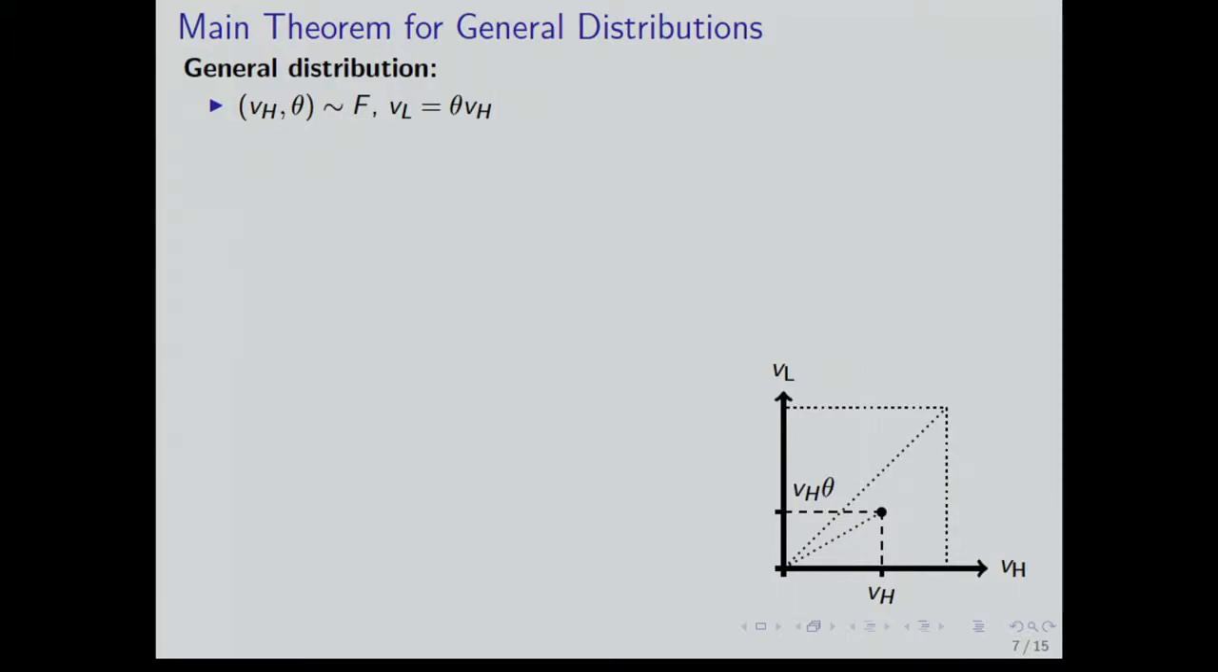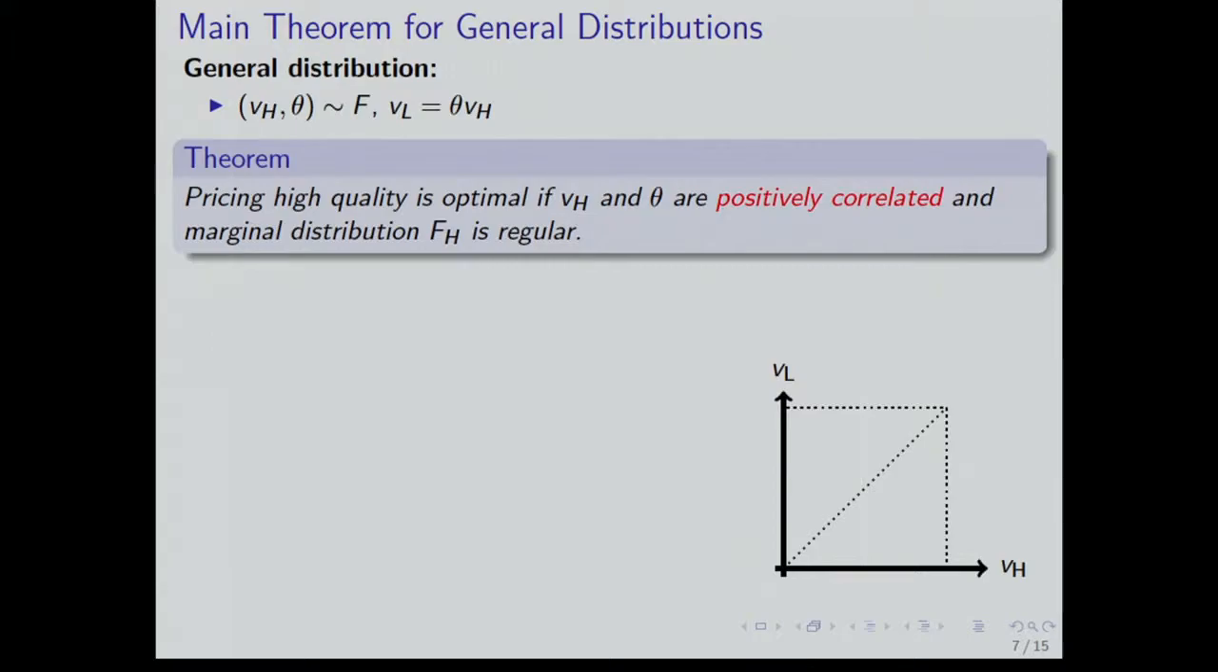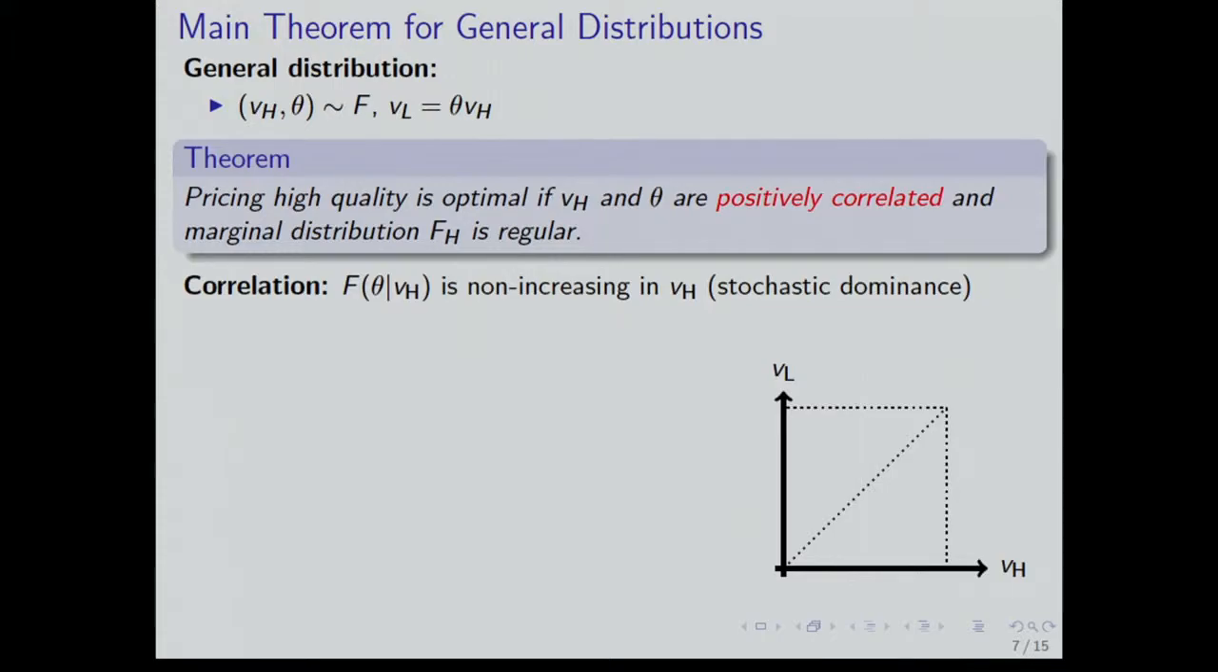We have high quality and theta. And the main theorem is this: pricing high quality is optimal if value for high quality and theta are positively correlated, and the marginal distribution F_H is regular. Don't worry too much about the second part. We can relax it. The important thing is this positive correlation of V and theta. So what is this positive correlation?